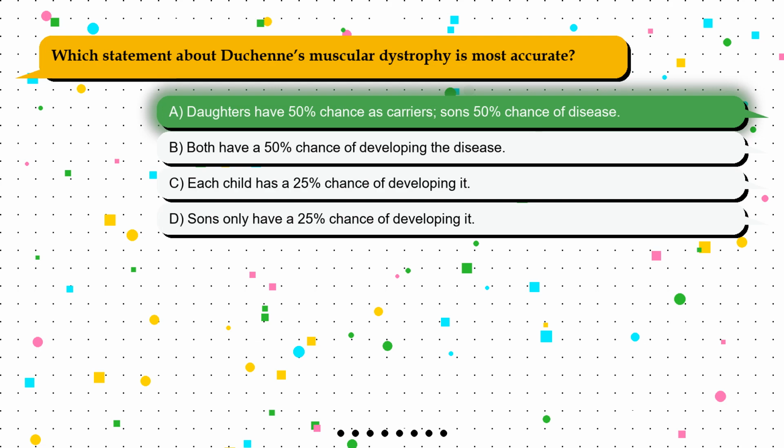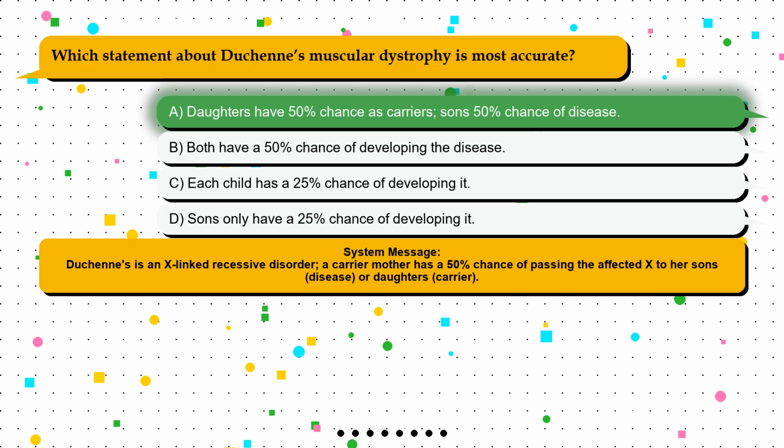The correct answer is option A. Daughters have 50% chance as carriers, sons 50% chance of disease. Duchenne's is an X-linked recessive disorder. A carrier mother has a 50% chance of passing the affected X to her son, causing disease, or to her daughter, making her a carrier.